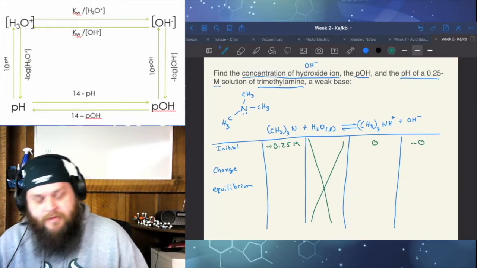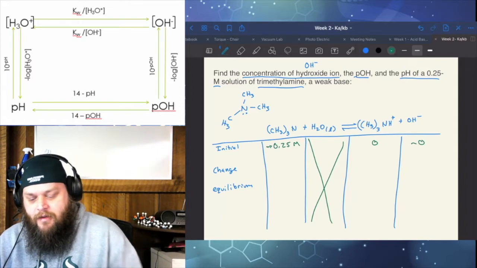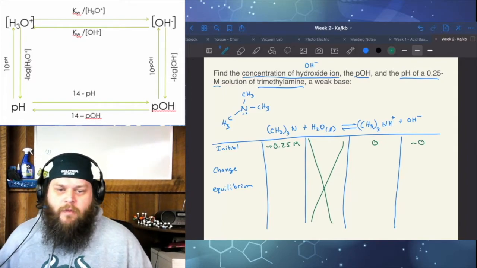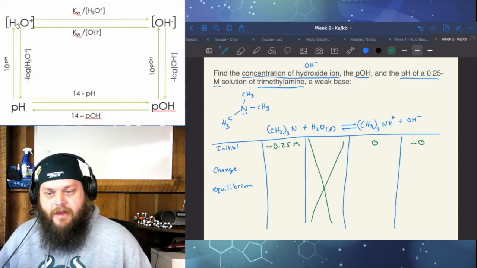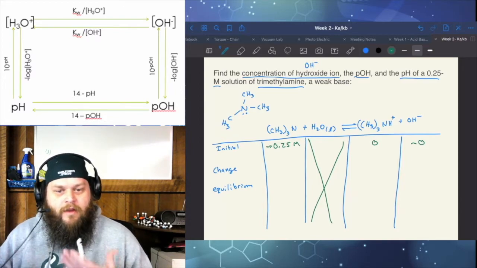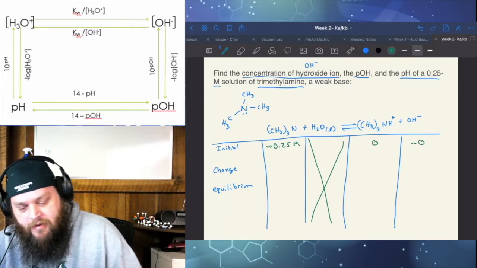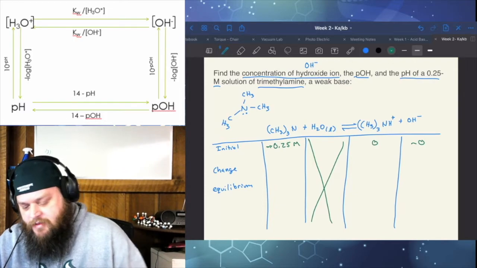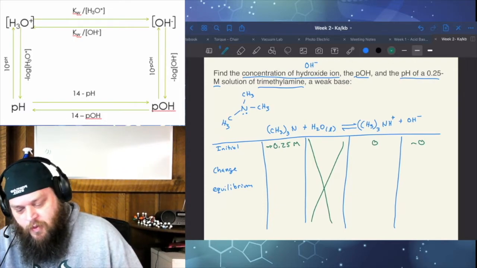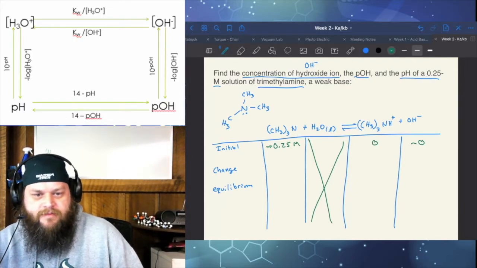If we had a really small concentration of our base initially, it would start to matter. So if we had a concentration of our base of 10 to the negative 7 or so, now we're right on par with that, so it would actually start to matter. But since this is so much bigger than 10 to the negative 7, it doesn't matter. The change. What is the change in this case?